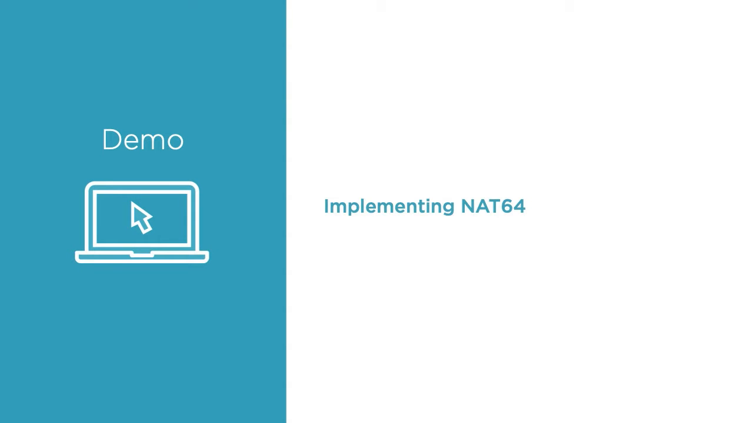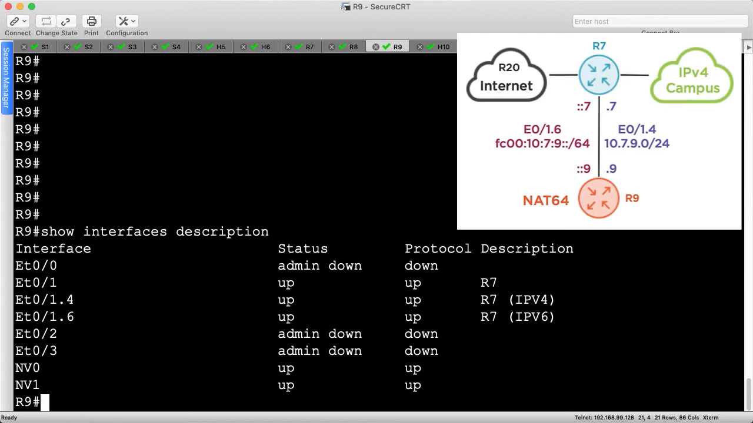Now that we have basic IPv6 internet connectivity, let's implement NAT64. We'll also make the appropriate DNS updates to provide the required connectivity within GlobalMantix. Let's start on R9, our new NAT64 router.